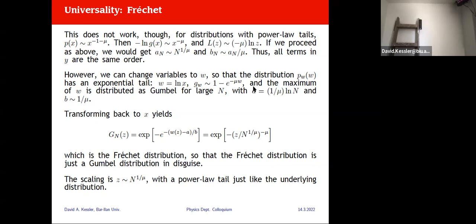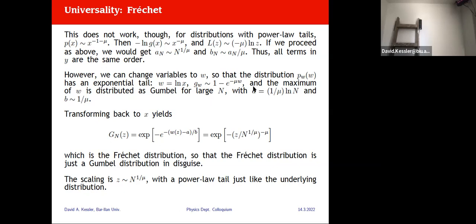All right. Now, however, you can just change variables. To change variables is a story for the PDF because you get the Jacobian. To change variables for the CDF is absolutely trivial. You just plug it in. You do nothing.